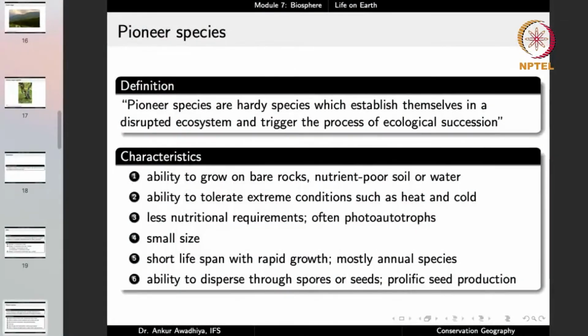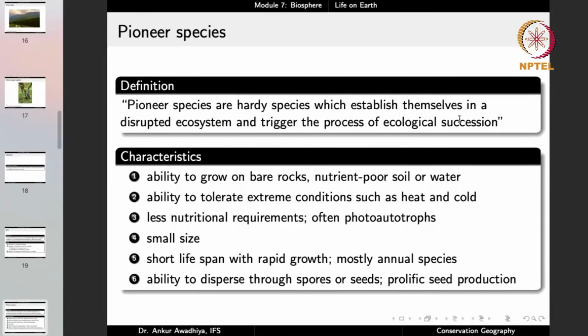And in the beginning, you will have a community that is a pioneer community. In a number of cases, this community is formed just of a single species, which is the pioneer species. Now, pioneer species are hardy species, which establish themselves in a disrupted ecosystem and trigger the process of ecological succession. They are hardy species. They are very much tolerant of extreme conditions. So they can tolerate conditions such as very hot conditions or very cold conditions or very dry conditions or very nutrient sparse conditions, and because they are able to tolerate such conditions, we call them hardy species.